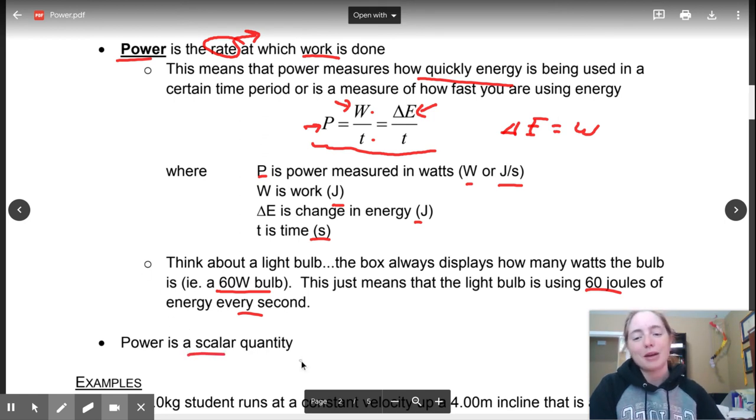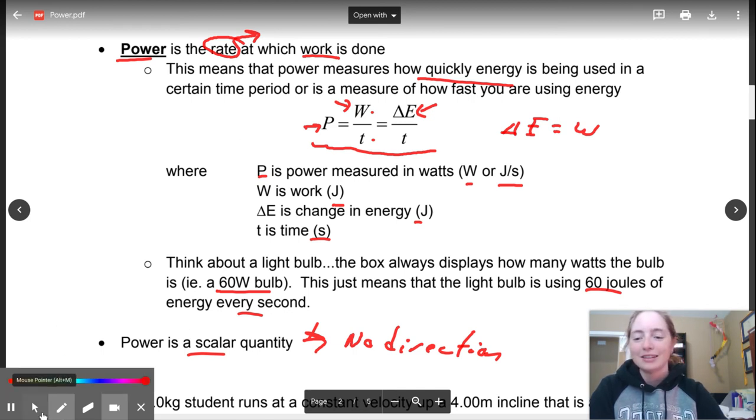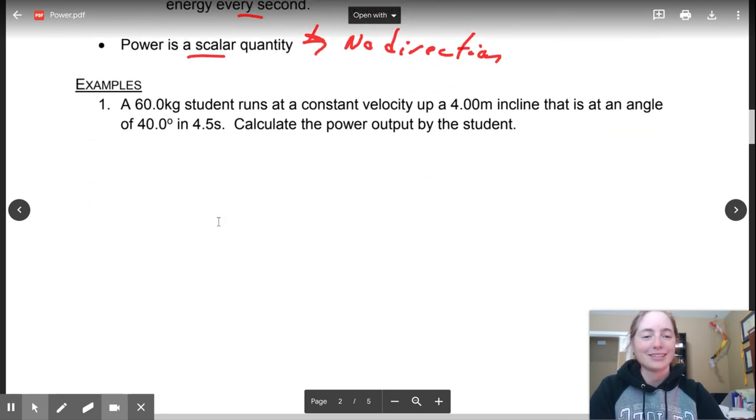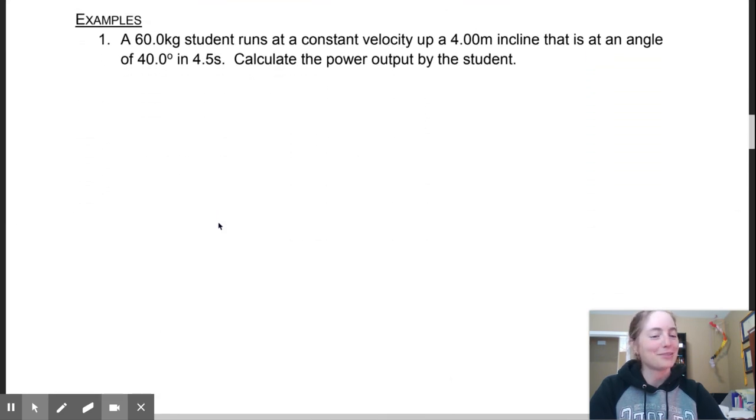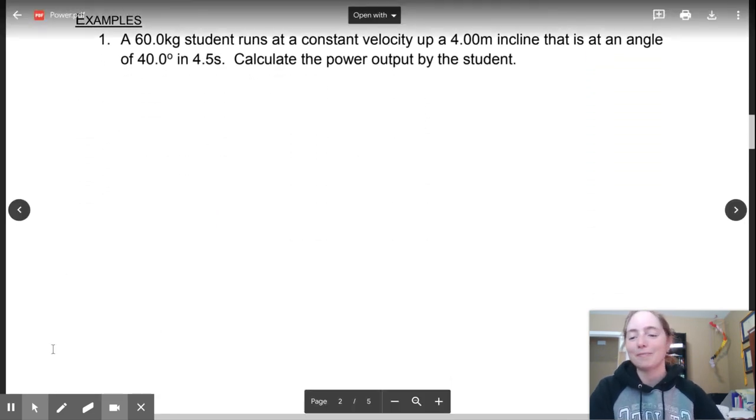Ladies and gentlemen, power is scalar. No direction is needed. And why is power scalar? Energy is scalar, and this equation is about energy. All right. So, ladies and gentlemen, let us begin with our calculations.